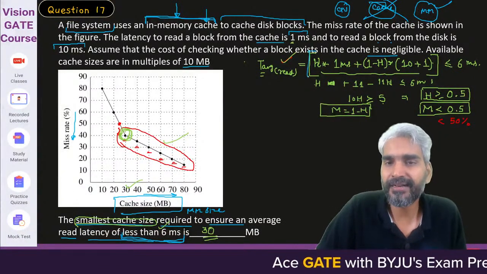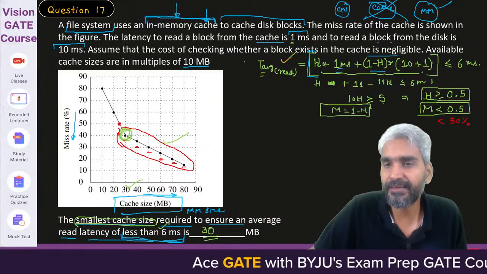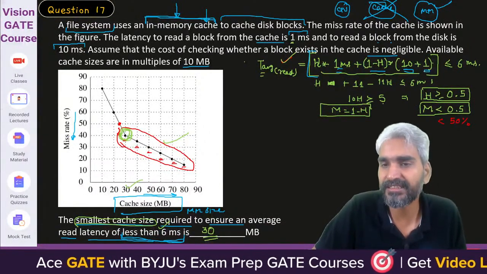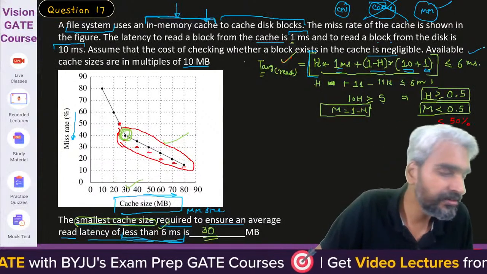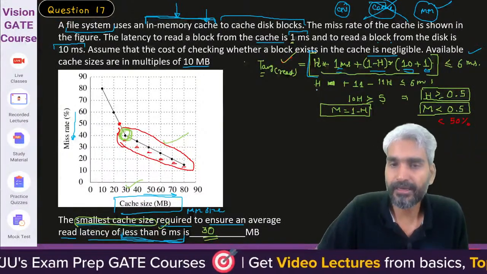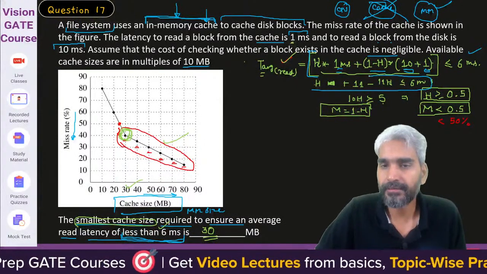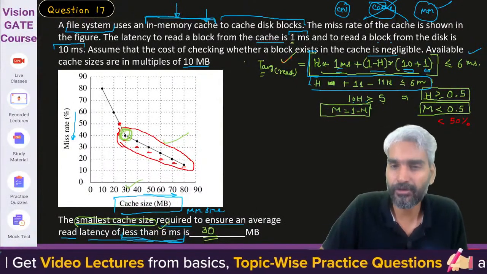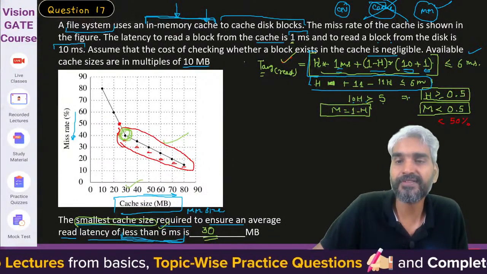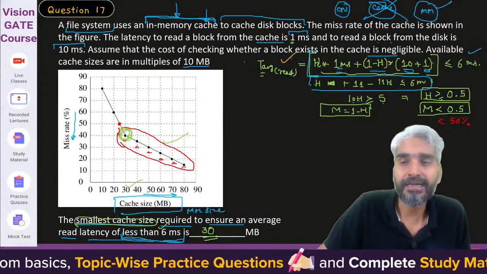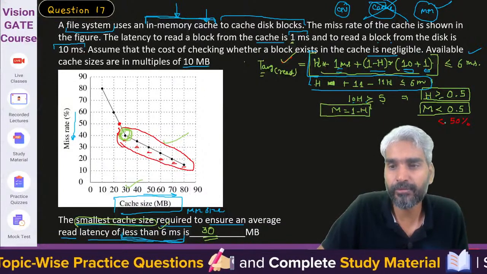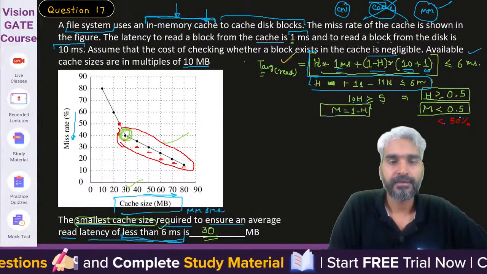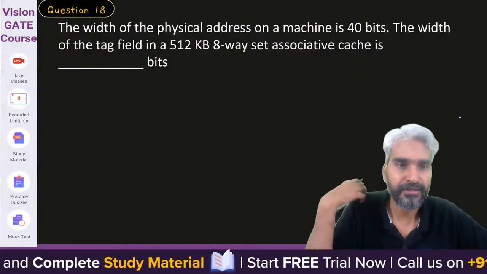Average access time is hit rate times cache access time plus miss rate times the larger memory access time plus cache access time. This should be less than 6 milliseconds. No problem with that. So if we calculate this, we'll get this expression. It says that 10 times the hit rate must be greater than 5, that is hit rate must be greater than 0.5. Ultimately, hit rate should be greater than 50%, therefore miss rate must be less than 50%. Clear? That's it.